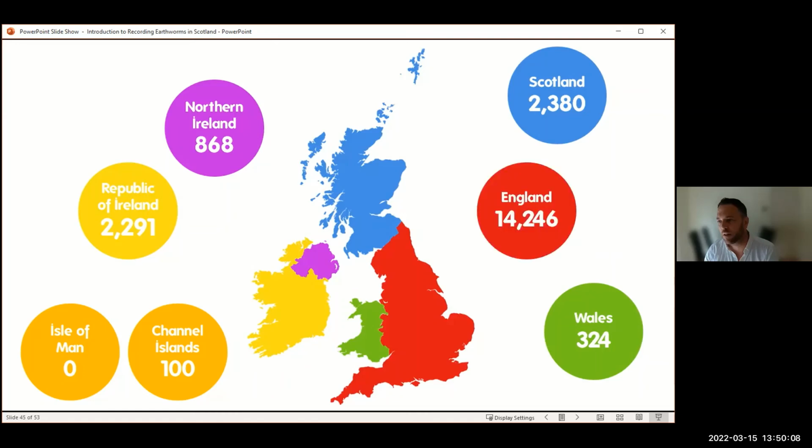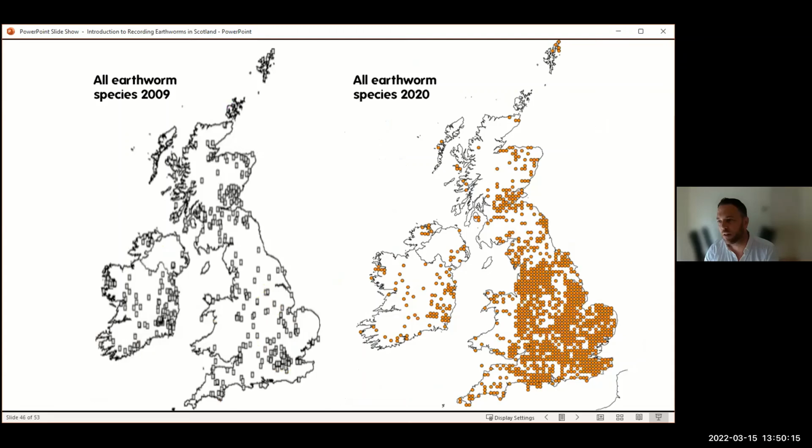A large part of that is due to research data sets that we've managed to secure from other organisations. So what does this mean about our knowledge of earthworm distributions? Well, this is a map from 2020 versus a map from 2009, and you can see that we've filled in a lot more gaps there. There's still a lot more gaps to fill in Scotland, and that's one of the reasons why I was particularly keen to do this talk.